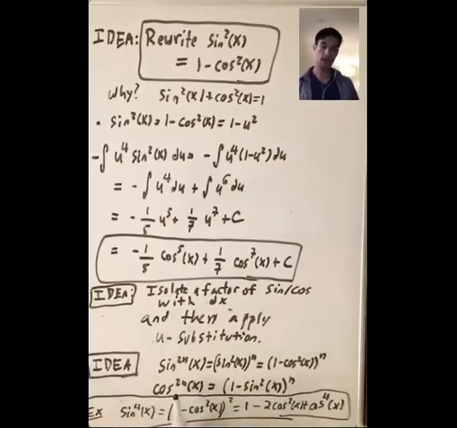Same idea, if you have an even power of cosine, like cosine to the 6th, then we can rewrite it as just involving sine. So in the next video, we'll see how to use this idea to solve a very, very large class of integrals of the form sine to a power times cosine to a power.